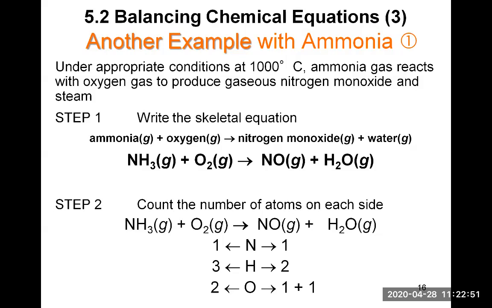There is 3 and 2. When you have 3 and 2, you have to take the least common multiple of 3 and 2, and that's going to be 6. Which means you will need to multiply by 2 on the left side and by 3 on the right side. So the coefficient 2 will go in front of ammonia because that's the molecule that has the hydrogen. And you see that 2 times 3 hydrogens is going to be 6 hydrogens on the left. On the right, the 3 will go in front of water because that's the molecule with the hydrogen. And 3 times 2 will be 6 hydrogens on the right.